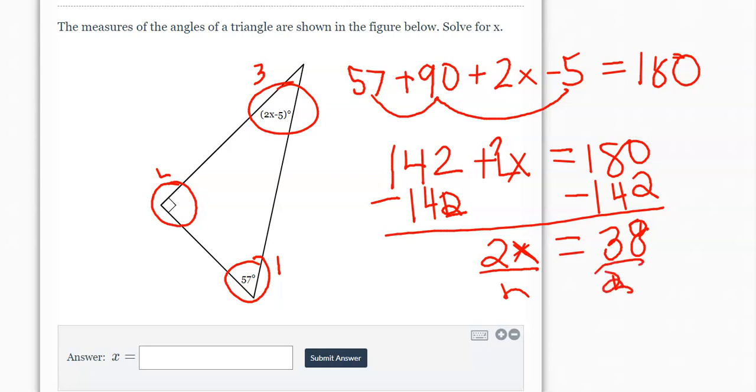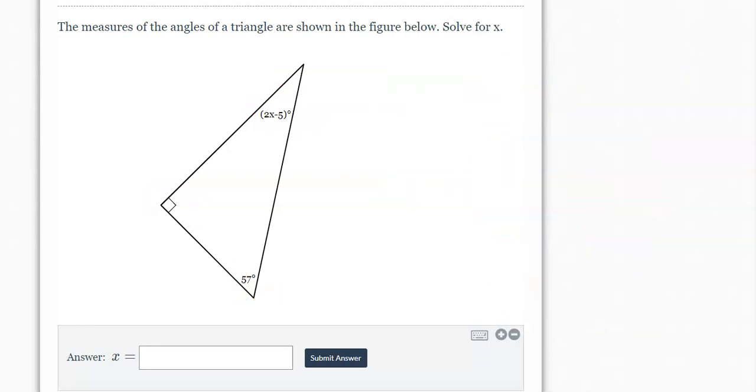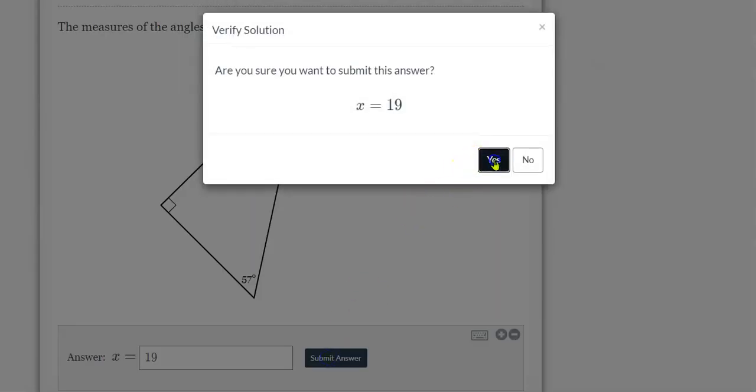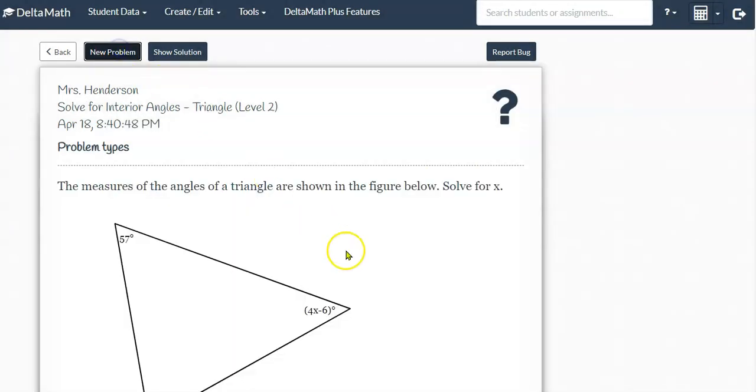Ooh, really doesn't like my writing now. And my final missing measure is going to be 19 degrees. So all that work, I finally figured it out. The answer is 19 degrees. Awesome. Let's try one more.